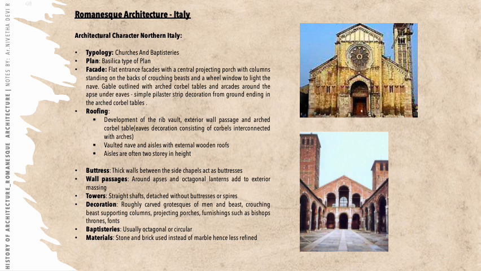Roofing: development of the rib vault, exterior wall passage and arched cobble table. Vaulted nave and aisles with external wooden roofs. Aisles are often 2-story in height. Buttress: thick walls between the side chapels act as buttresses. Wall passages, around apses and octagonal lanterns add to exterior massing. Towers: straight shafts, detached without buttresses or spires. Decoration: roughly carved grotesques of men and beast, crouching beast supporting columns, projecting porches. Materials: stone and brick used instead of marble, hence less refined.